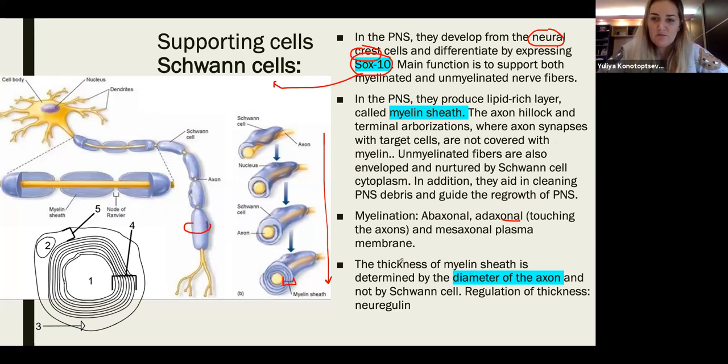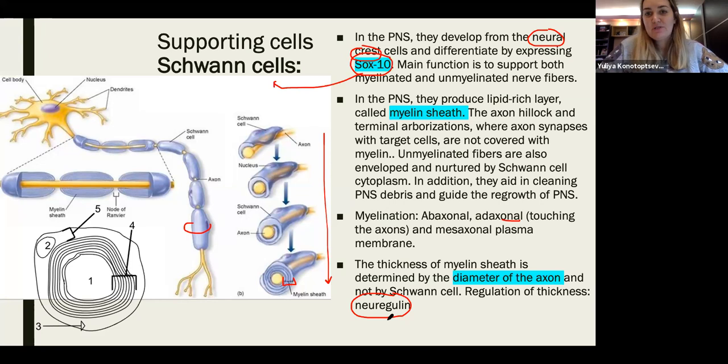What regulates the thickness of the myelin sheath? How do we know how thick it should be? A certain protein, which is called neuregulin, okay? Neuregulin is made by the nervous system itself. So it's not the Schwann cell that regulates the thickness, it's the nervous system itself. The neuron itself will regulate its myelination extent. The neuron will secrete the neuregulin and regulate the thickness of the myelin sheath.